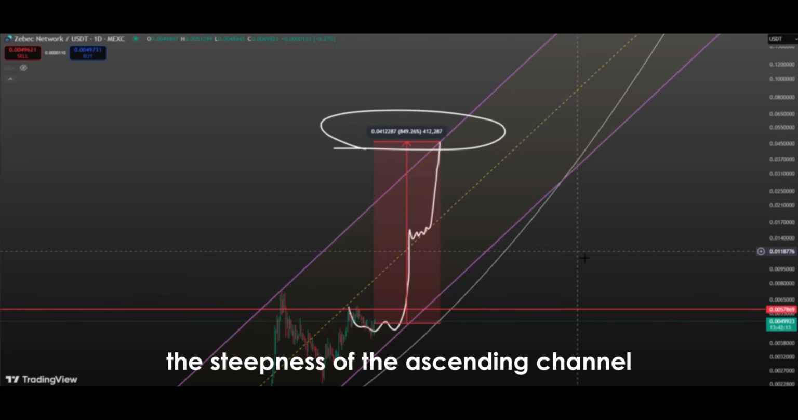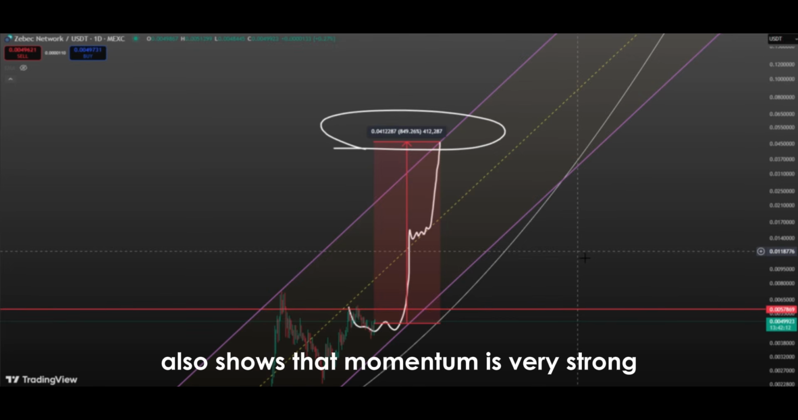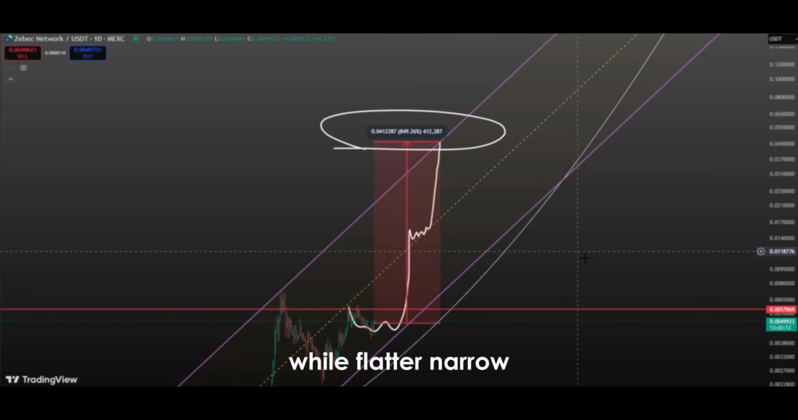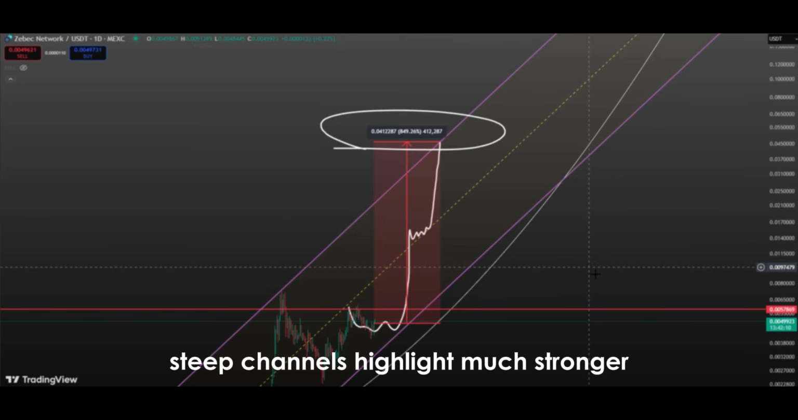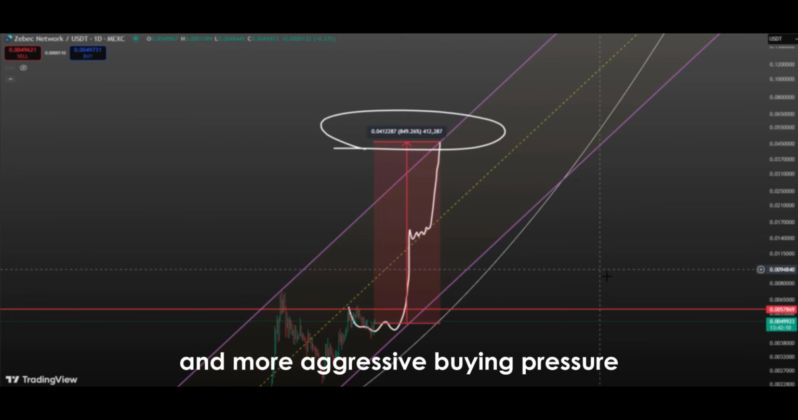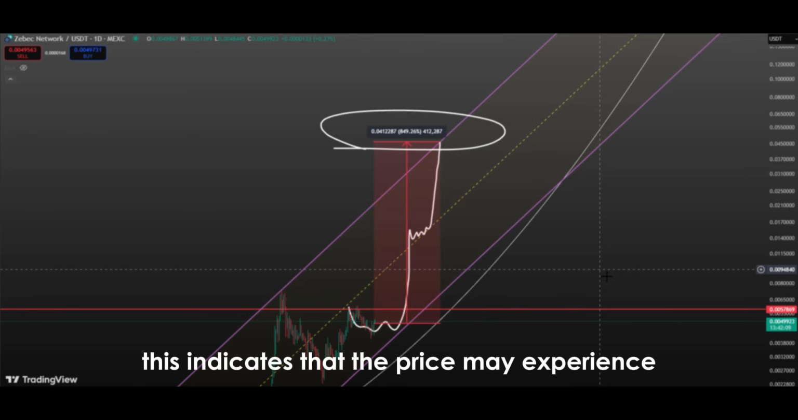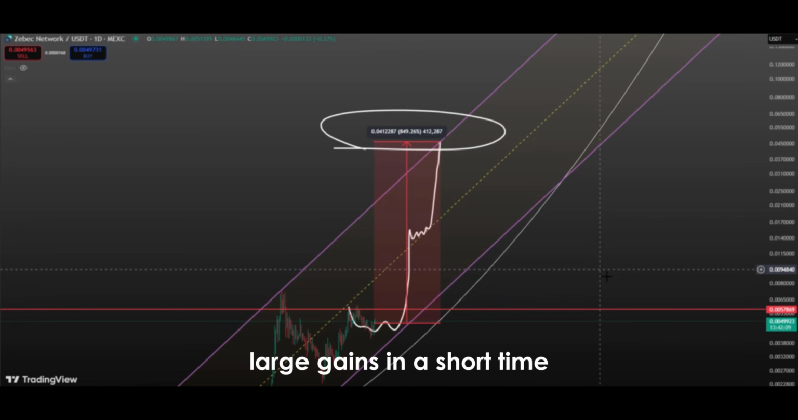The steepness of the ascending channel also shows that momentum is very strong. While flatter, narrow-angled channels usually reflect slower and more measured price action, steep channels highlight much stronger and more aggressive buying pressure. This indicates that the price may experience large gains in a short time.